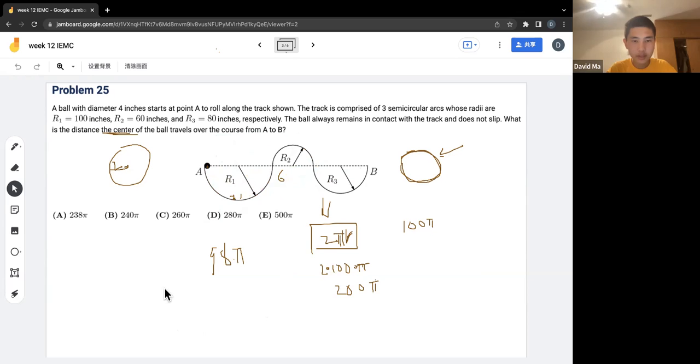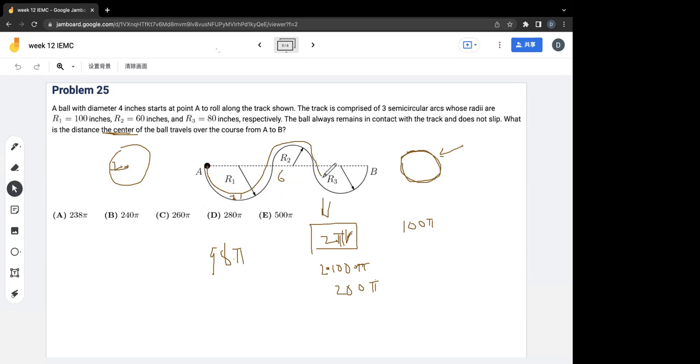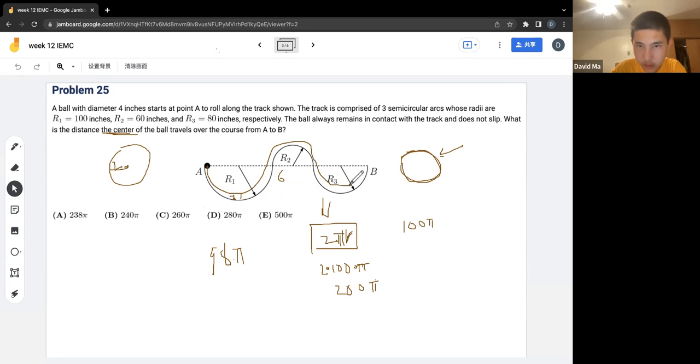So we're being asked, what is this? Is this the center of the ball's travel, right? It's going to be like this, because there's going to be some distance between the center of the circle and the surface of the circle. So basically we could divide this into three parts.